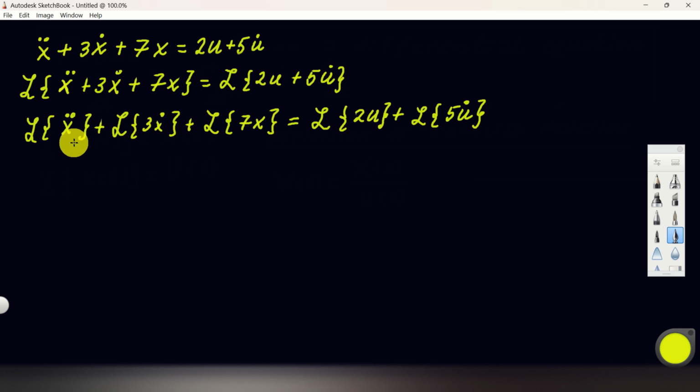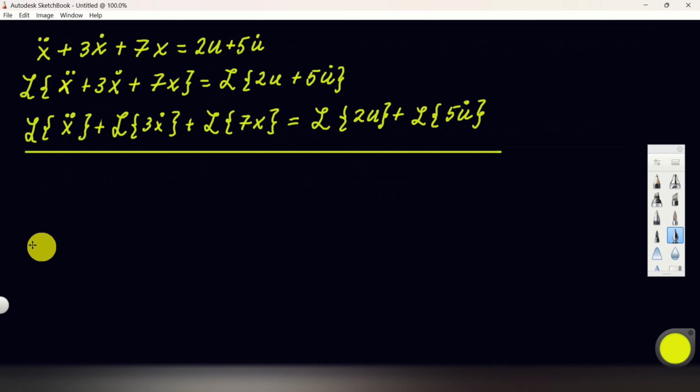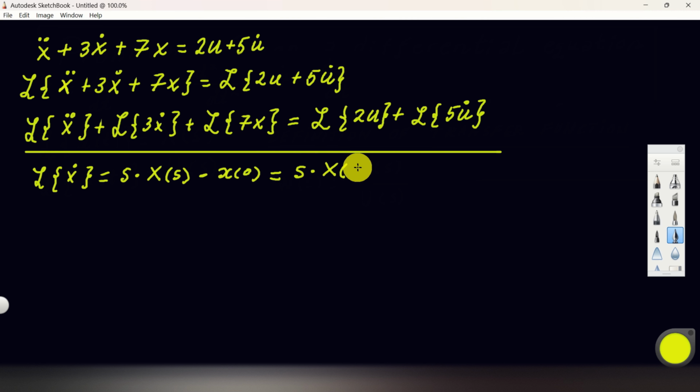Now, in order to solve this problem, we need to recall the formula for the Laplace transform of derivatives. So let's draw a straight line and write down over here. The Laplace transform of x dot is equal to s multiplying the Laplace transform of x, which is denoted capital X of s, minus the initial condition of x in the time domain. Since in the definition of a transfer function the initial conditions are set to zero, this Laplace transform becomes simply s multiplying X of s.